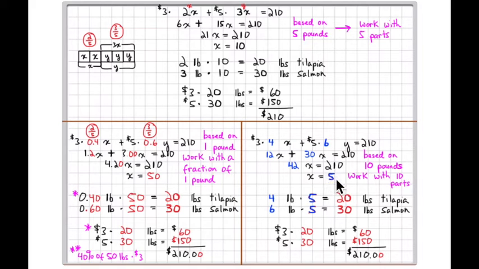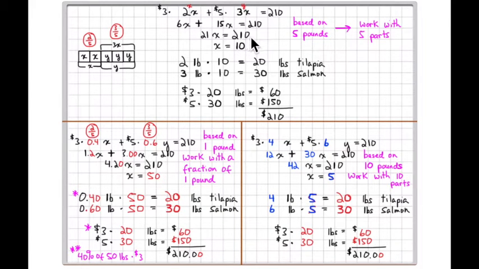$42 per 10 pounds of fish. So that 42 divided by 10 is going to get you to that average of $4.20 per pound. So 4 pounds 5 times, that gives me 20 pounds. 6 pounds 5 times, it gives me 30 pounds. And you add them together and you get the $210.